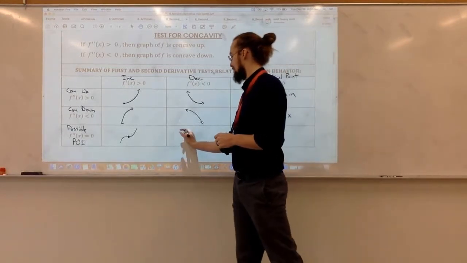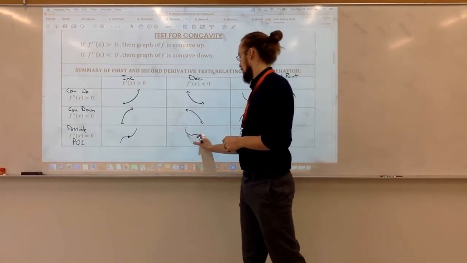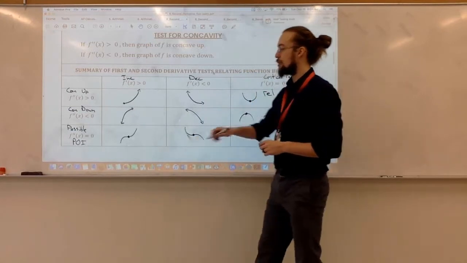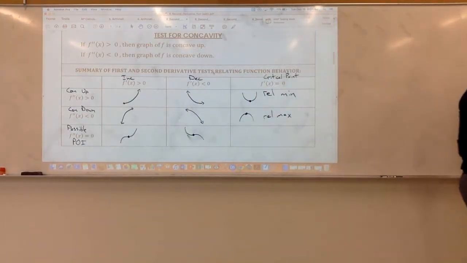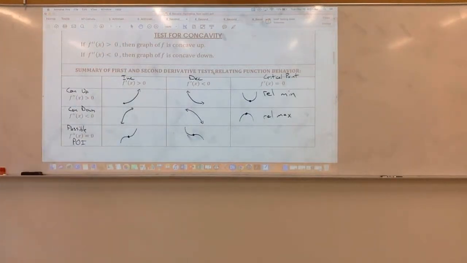So if my function is decreasing, but I have a point of inflection, it changes concavity. So, what could happen if both of these are equal to 0? If I have a critical point, is it a straight line? Essentially, yeah.